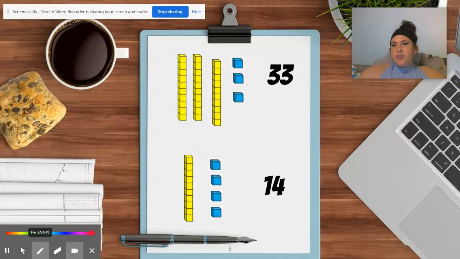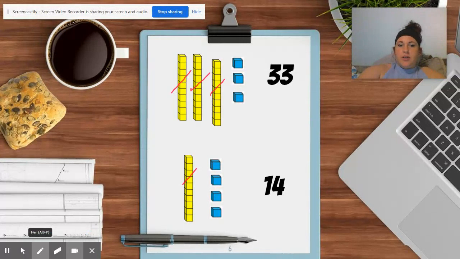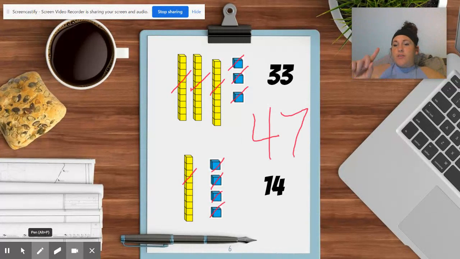But if your brain just doesn't get it, doesn't understand it, the second way that you do it is just to count. 10, 20, 30, 40, 41, 42, 43, 44, 45, 46, 47. We got 47 both times. We did 2 different ways, but we always get the answer. So it's just whatever your brain is happier with.